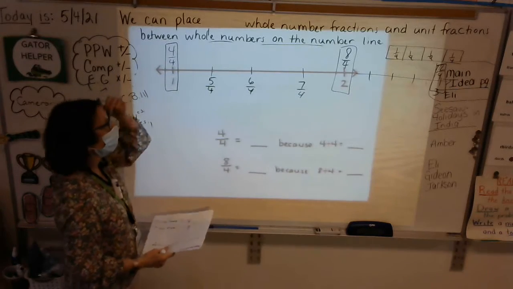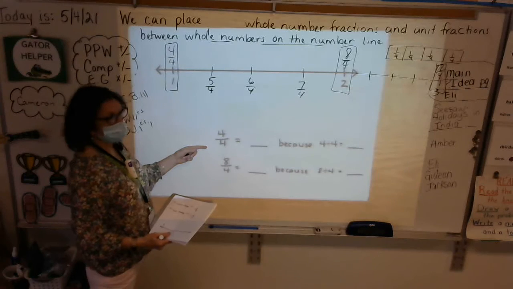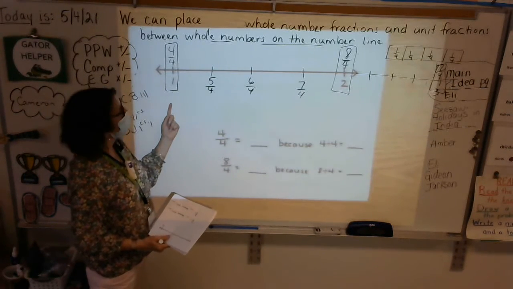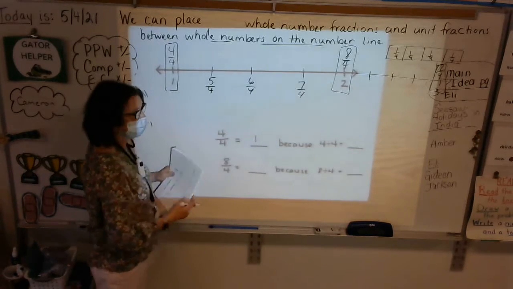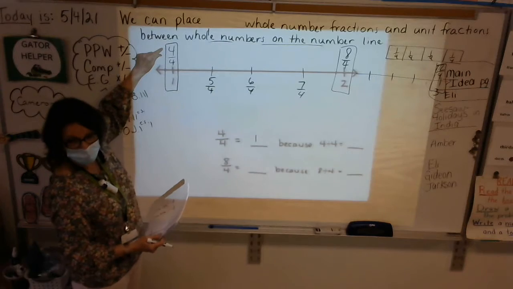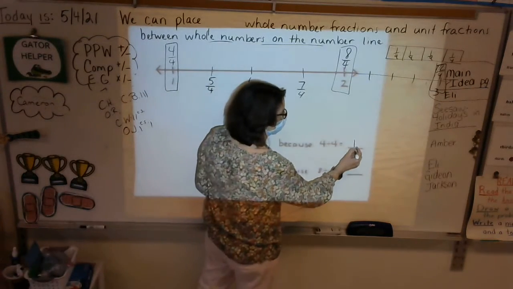Nice job. All right, so now let's come back here. Remember, 4 fourths equals what whole number? Look at your number line. 4 fourths equals what, everybody? 1. It equals 1. Why? Because remember, a fraction is just a division sentence. 4 divided by 4 equals 1.